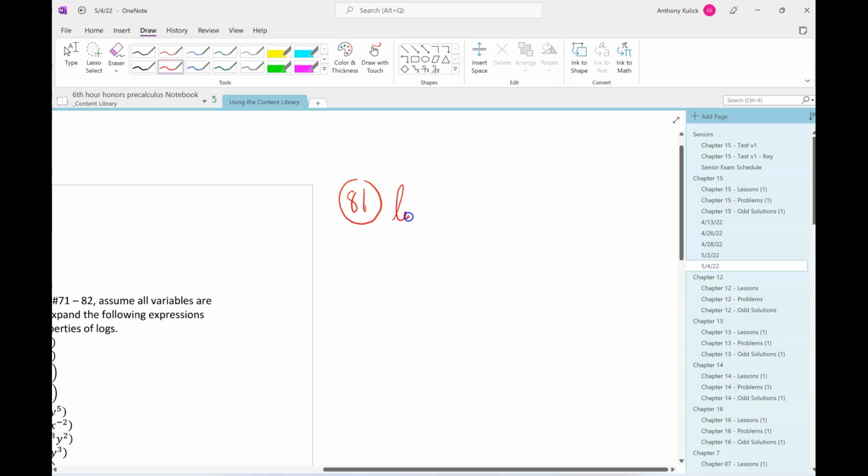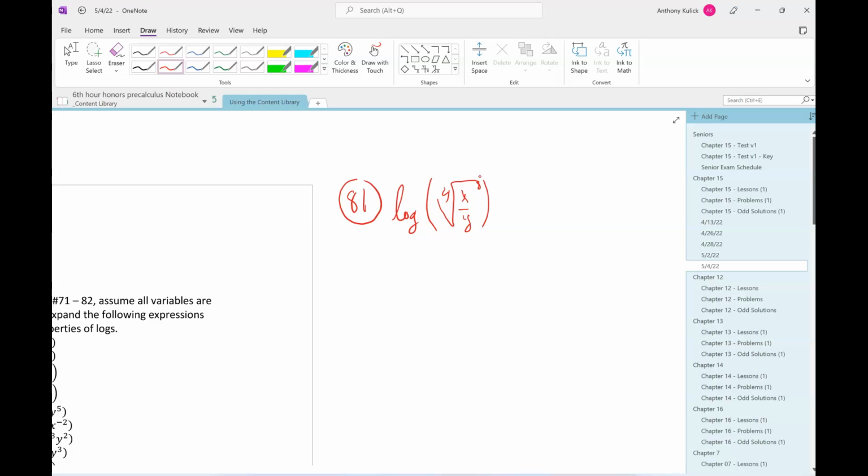Problem 81. So we have log of the fourth root of x over y, and we're supposed to be expanding here. So Mia, what did you try to do first? My final answer was 1/4 log x minus 1/4 log y.